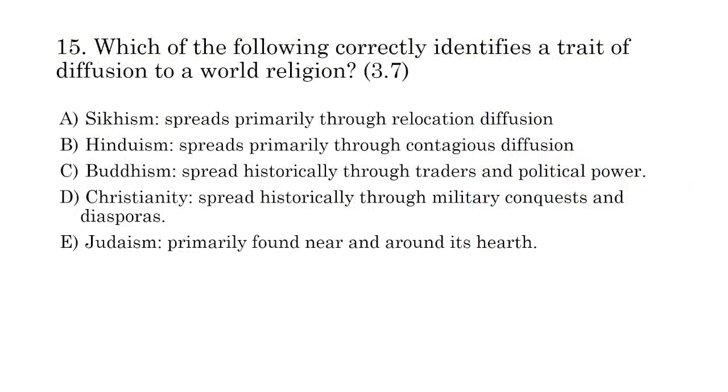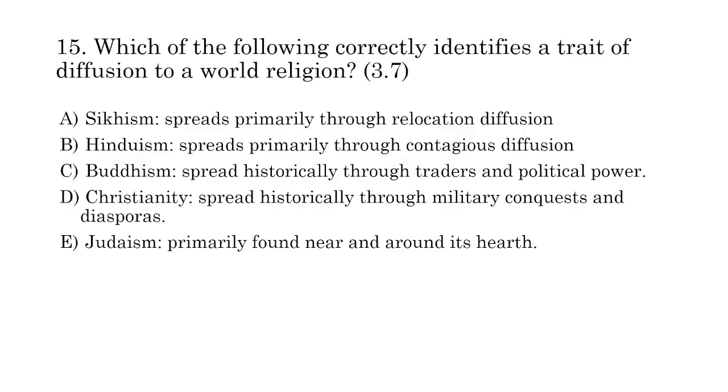15. Which of the following correctly identifies a trait of diffusion of a world religion here? A, Sikhism, that's a universalizing religion. It spreads primarily through expansion diffusion. B, Hinduism is an ethnic religion, so it spreads predominantly through relocation diffusion. So A and B are wrong.